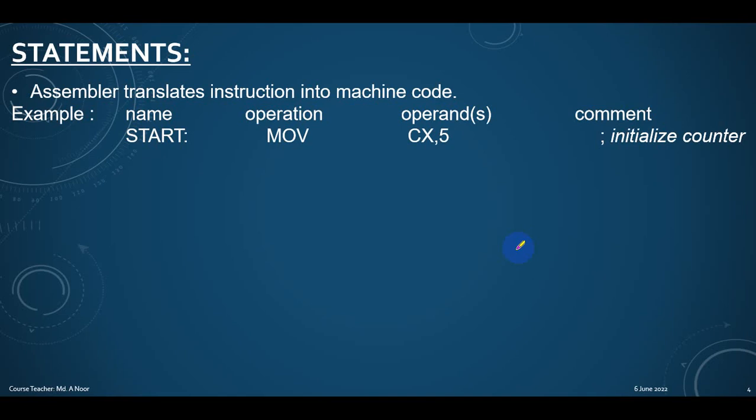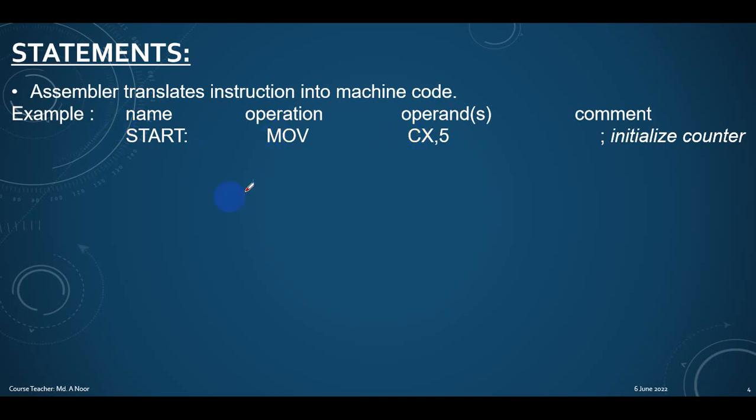Assembler translates instructions into machine code. Each line of the assembler or your assembly language program is called a statement. Now, the statement has a specific format. There are several fields. The first field is called the label or name field. You give the name and it ends with a colon. Usually, when you translate, this name field gets converted to a memory address where this instruction is located.